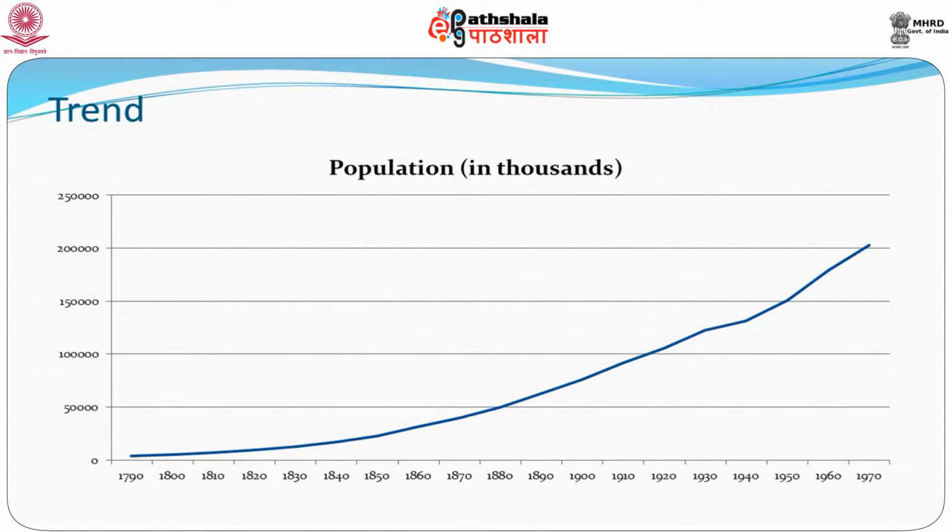This is what a trend would look like. This is the data of population in thousands over the decennial censuses. The data starts from 1790 and ends at 1970, and we can see that the population is increasing with time over these years. So, we will say that there is an increasing trend of population over the years for this particular country or for this particular data.